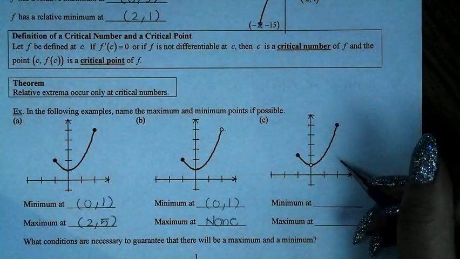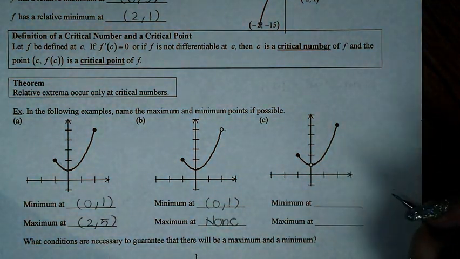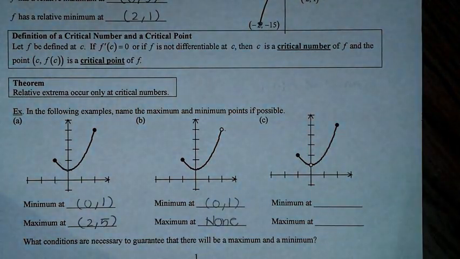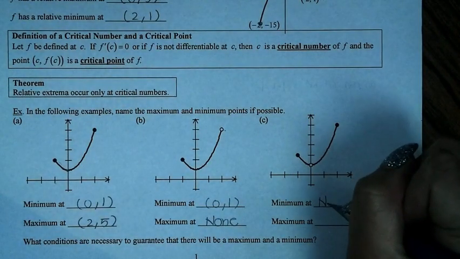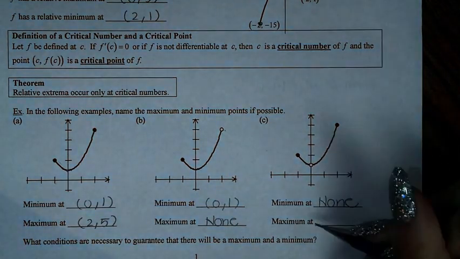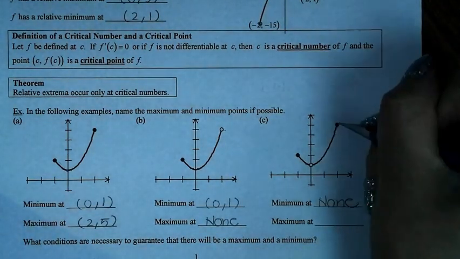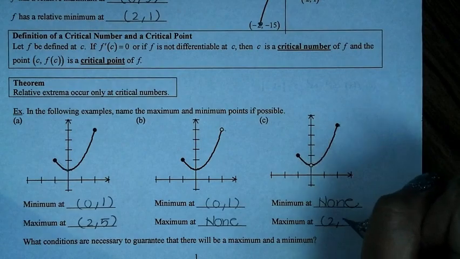Similarly, on the third example that we have over here, now that you were very happy with the minimum, boom, they give you a hole there. So the minimum is going to be none, okay? The maximum is going to be this point that you see over here, the point (2, 5), okay?